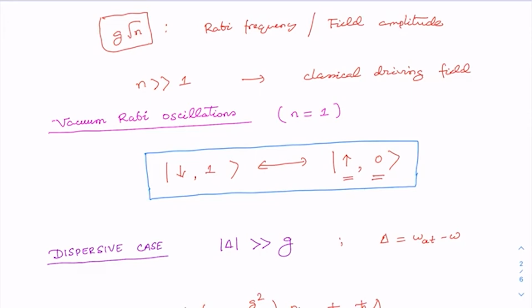Because of this oscillation, and particularly because there are no quanta in the field mode, that is, vacuum, this oscillation is known as the vacuum Rabi oscillation.